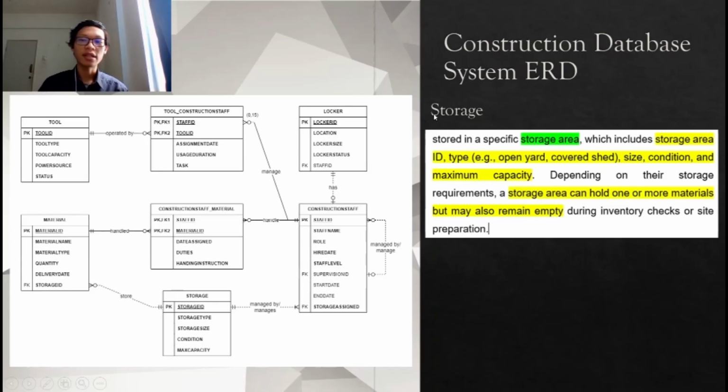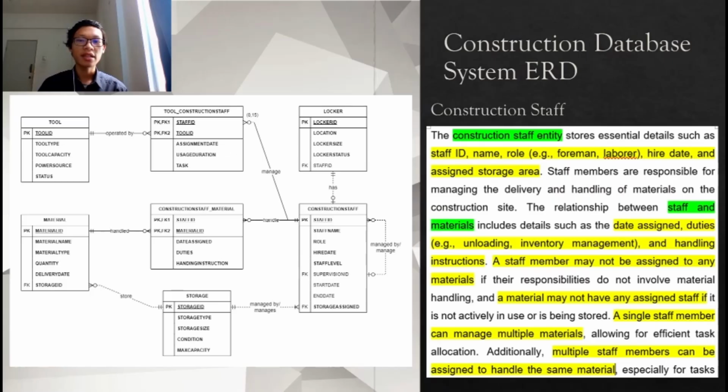For the storage entity, it holds some attributes such as storage ID, type, size, condition, and maximum capacity. A storage area can hold one or more materials, but may also remain empty. So the relationship between storage and material is one storage may hold none, one, or many materials.